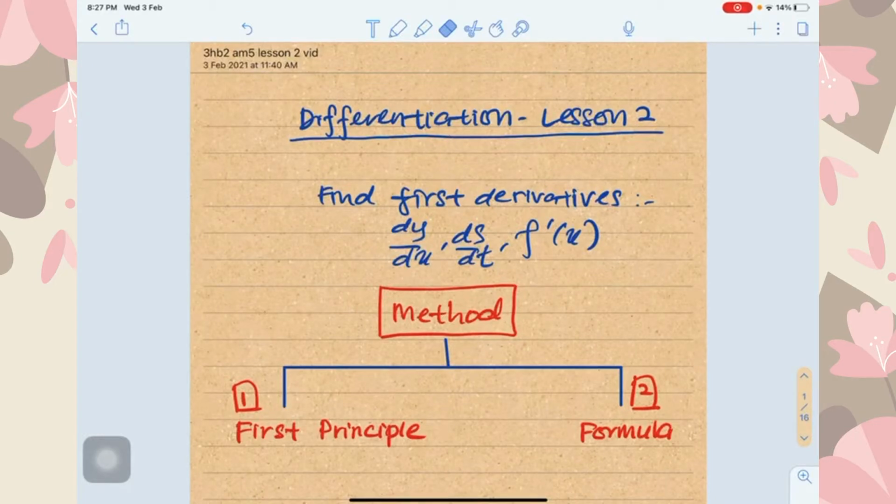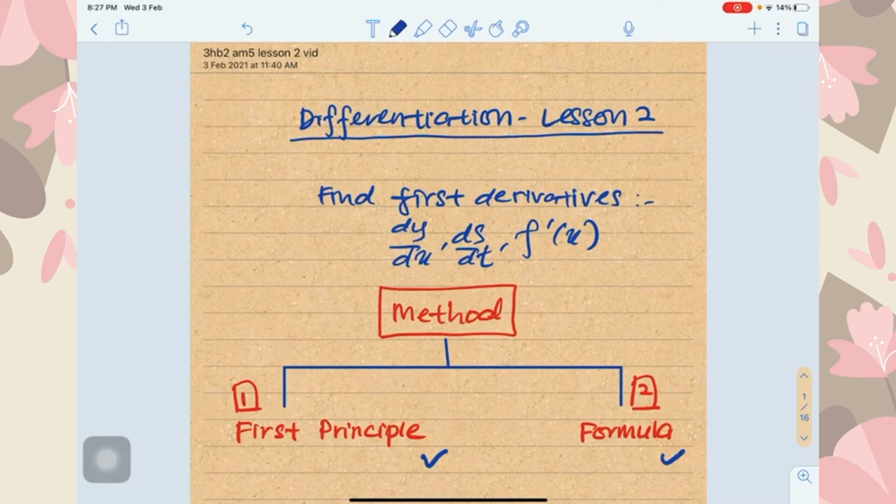Today we are going to continue the topic of differentiation. Here we are going to learn how to find the first derivative, or how to differentiate. In the previous lesson, I told you that to find the first derivative, there are two methods: the first one by using first principle and the second one by using formula. Now we are going to cover the first one, by using the first principle. Before that, let me explain the concept first.